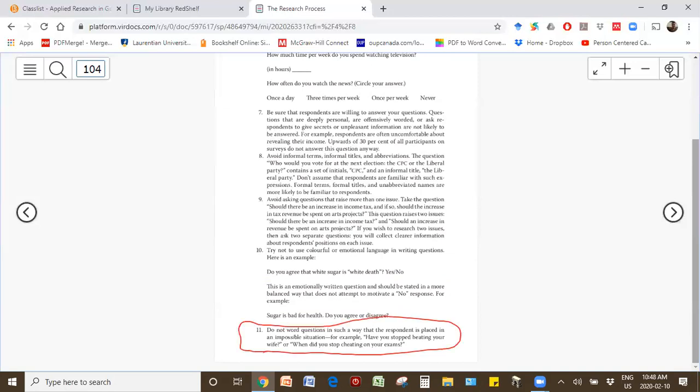The next thing is, do not word questions which are called impossible questions. Have you stopped beating your wife? How do you answer that question? Say yes, that's a recognition that you did, or no, that's a confirmation that you still do. Have you stopped molesting children? You can't answer that without implicating yourself one way or the other. And when you ask questions like that, people will stop responding, they'll get offended. And that's not the objective. You want to collect data that makes sense, that is valuable to you in research. And there's no benefit gained out of these kinds of questions.